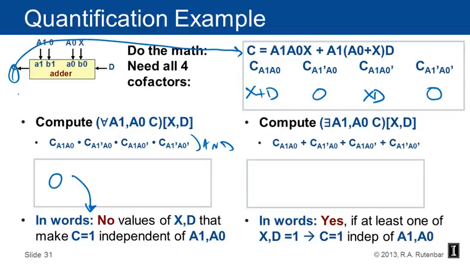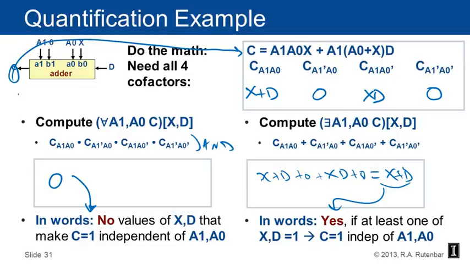What about the existential quantification? Well, for that one, you OR them all together, and for those, the zeros don't really hurt. You're going to get X plus D plus 0 plus XD plus 0, and if you just do the Boolean algebra on that, you're going to get X plus D. Oh, that makes sense.